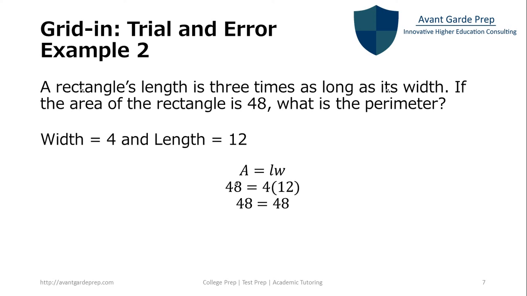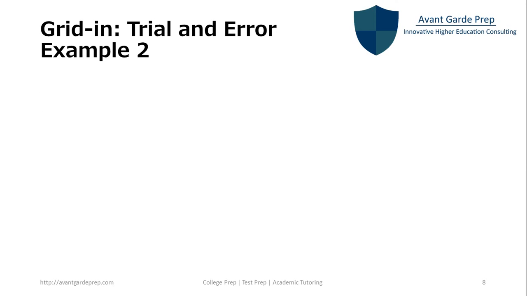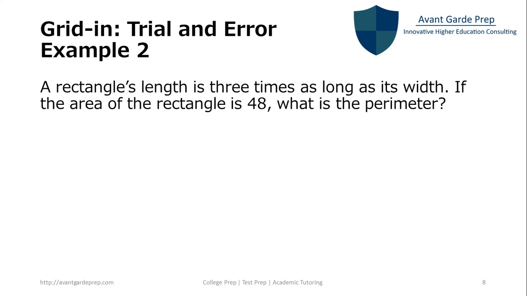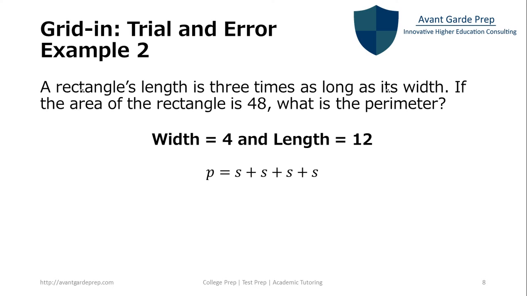But that's not what the question's asking. The question wants to know what is the perimeter. So in order to find the perimeter, we need to add up all the sides. And because this is a rectangle, we have 2 sides that are the width and 2 sides that are the length. So we add all 4 sides and we get 4 plus 4 plus 12 plus 12.